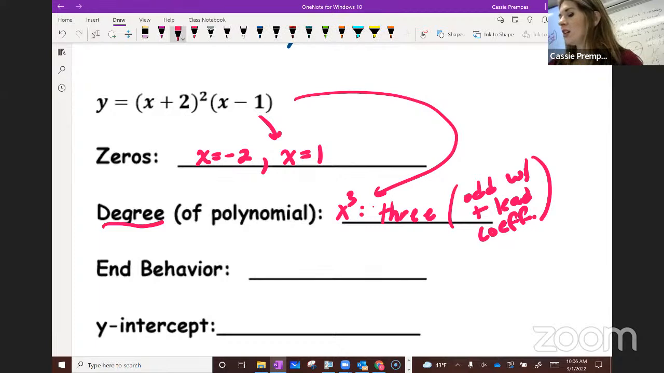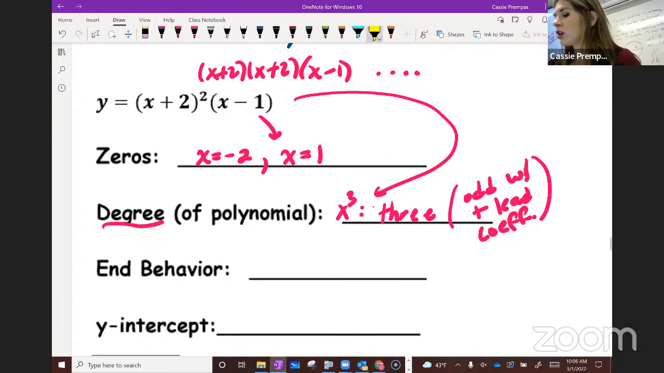You have to envision this multiplied out. You could technically do x plus 2 times x plus 2 times x minus 1 and multiply that all out, but we only really care about the first term. Because the first term has to have the highest exponent, it's going to have to be an x cubed. And because there's no negatives in front, I'm not going to be distributing any negative, so it's going to be a positive leading coefficient. Great question. Okay, so it's an odd degree with a positive leading coefficient. Therefore, how are the ends going to behave?